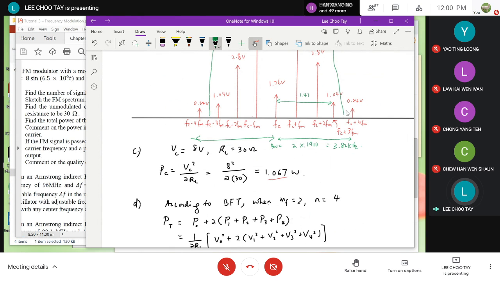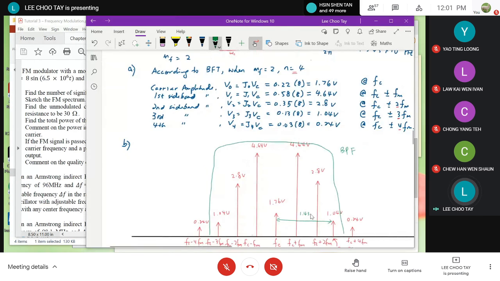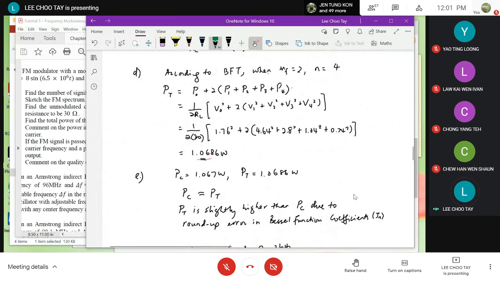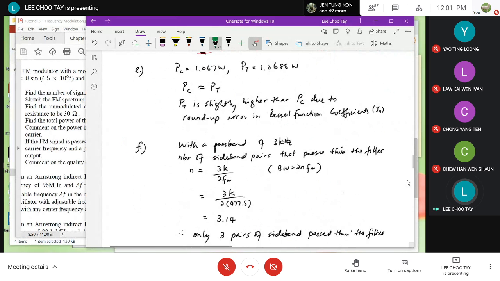Therefore, the power of the signal that comes out from the bandpass filter will only be the power from the carrier component as well as 3 sideband pairs. So if you were to get the answer from a diagram, it will be this way. But you can also calculate the answer according to our understanding of the bandwidth.